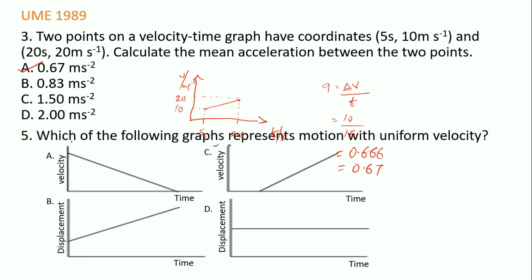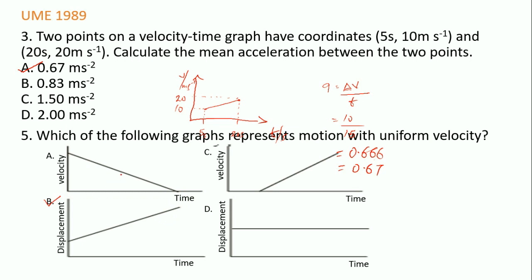Question number 5 of the same year. Which of the following graphs represents motion with uniform velocity? And if you think about it, most of the time we deduce velocity from displacement time graph. So for displacement time graph, we will have something like this, either this or this. Now, as I said earlier, the displacement here is constant, so it implies that the velocity is 0. And here, once there's a straight line, it shows that that is a constant velocity or a uniform velocity. So our answer is option B.